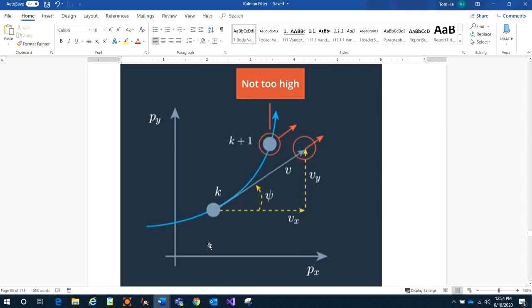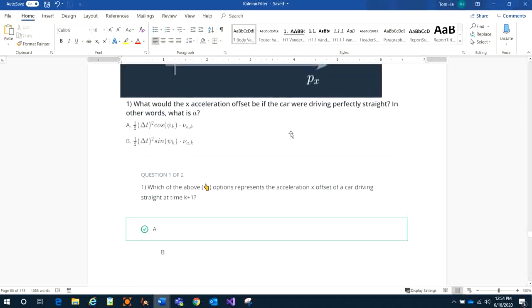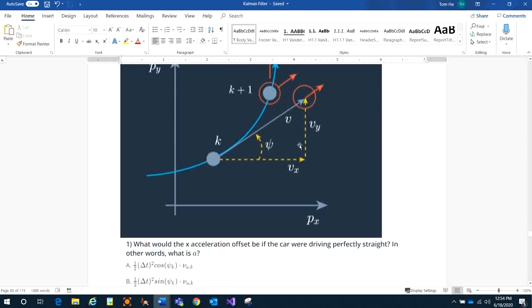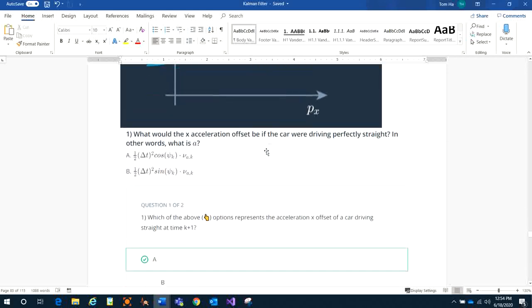To do that, we would have to calculate the integral, but we have a simple approximation method. We think the impact of the longitudinal acceleration on this position and this position is the same. It is correct if the turning rate is really small. And for that, what would the acceleration offset be if the car is driving perfectly straight? Because we assume it goes straight, this is the fast way to estimate the impact of the acceleration noise on the position of the car.